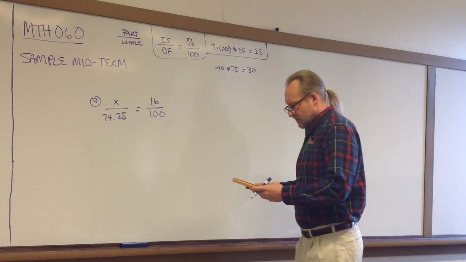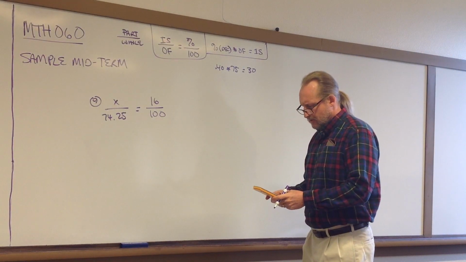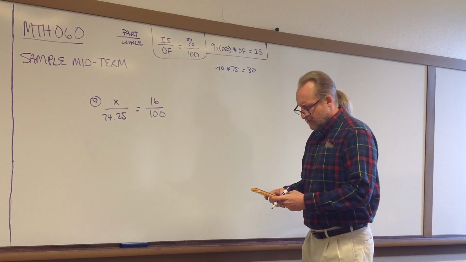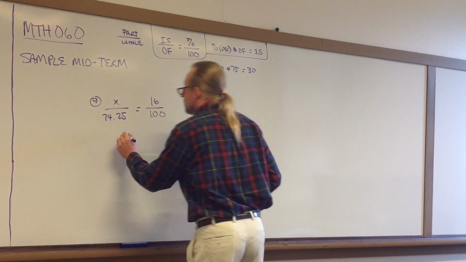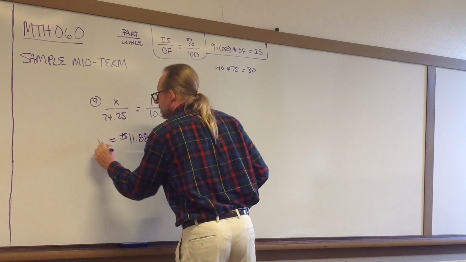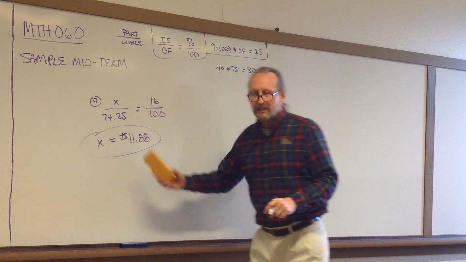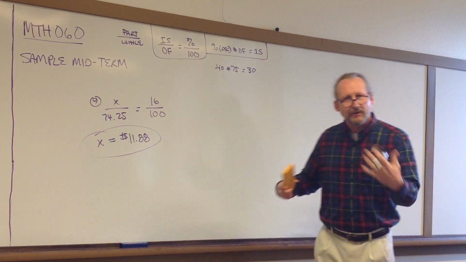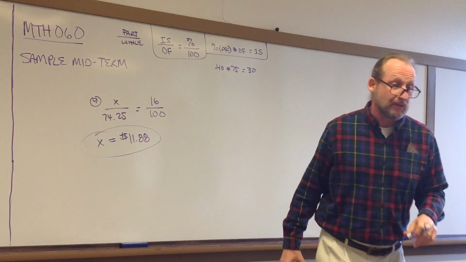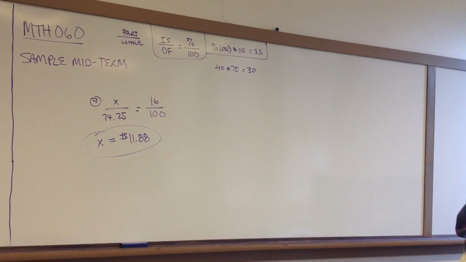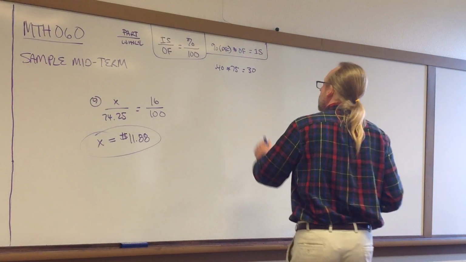So let's see here. We do $74.25 times 16 divided by 100, $11.88. And although you might just leave $12 in a restaurant, I would ask for the answer of $11.88 because we don't have to count out the change on the test. Okay? All right, so that's problem 9. Problem 10.